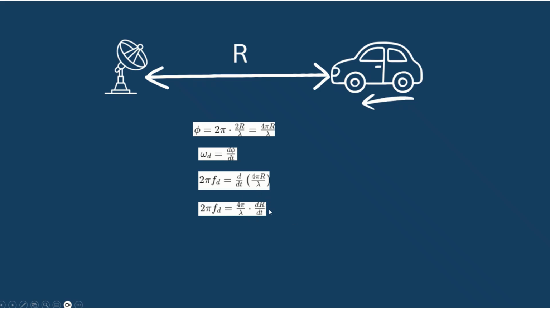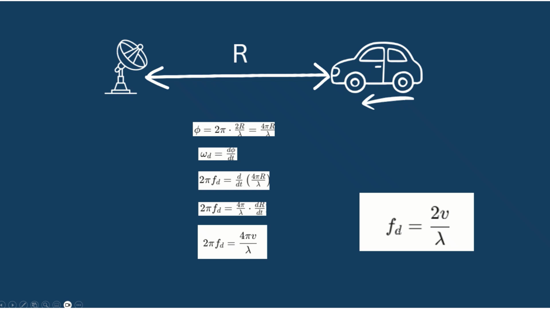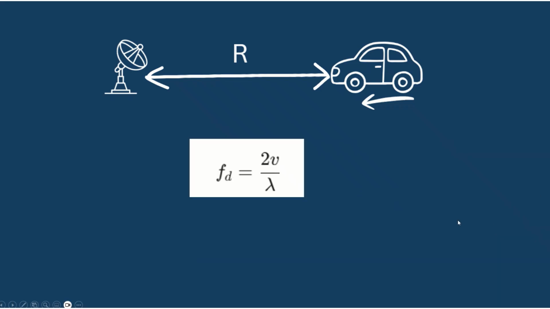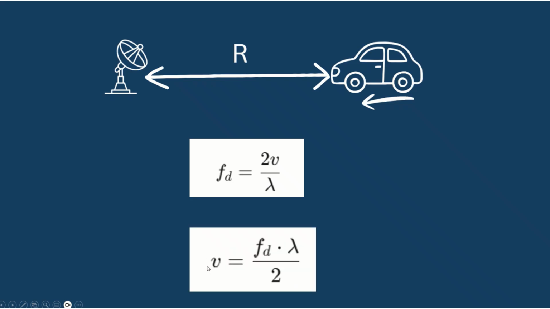This dr by dt corresponds to velocity, because it is the rate of change of distance with respect to time. So here you will get 2 pi fd equal to 4 pi v by lambda, and from this you get the Doppler frequency shift equal to 2v by lambda, where v is the velocity, fd is the Doppler shift and lambda is the wavelength. So using this equation we can calculate the velocity. By rearranging, we get the velocity of the target as fd into lambda by 2. This is the equation to calculate the velocity of the target using the Doppler shift.